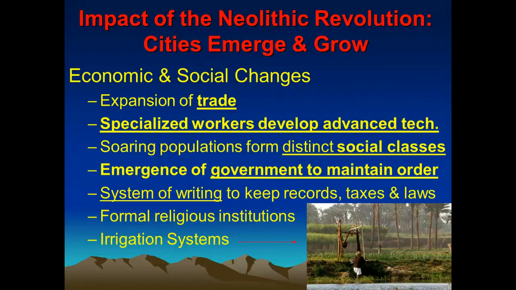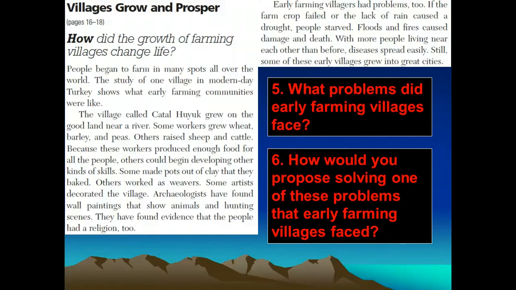Now, if you just look at this, there is a list of economic and social changes that occurred over time. Of course, trade, specialized workers, social classes. Social classes is going to be a big one. Social classes, people are going to begin to break off into different areas, and we're going to value some areas over others. Okay, and this is going to determine where you wound up in society. Now of course, government, the system of writing we just talked about. All right. What I want you to do now is read this short piece that I have here and answer these couple of questions. Again, answer in complete sentences.